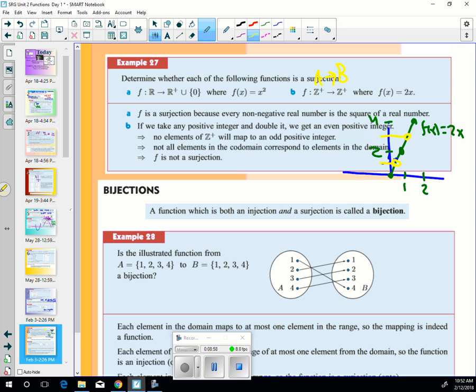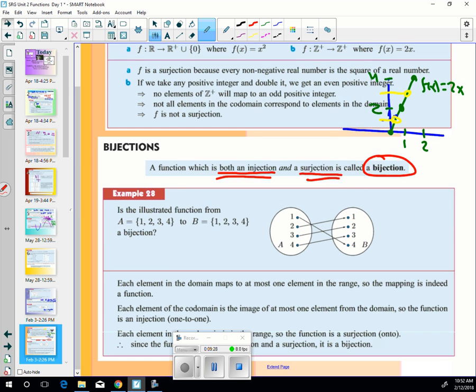Good. And so this one is going to pass the horizontal line test. It's an injection, but it's going to have some leftovers that we can't get at. So that's not a surjection. And then the last one is the easiest of them all. If you have both an injection and a surjection, it's called a bijection. Like that last one isn't a bijection, because it's not a surjection. And that's it. That's functions.